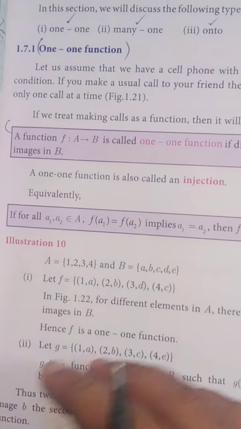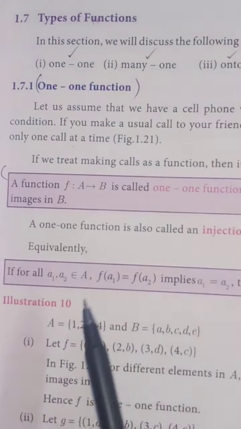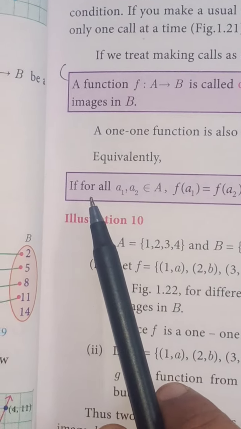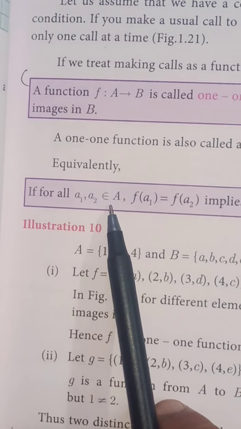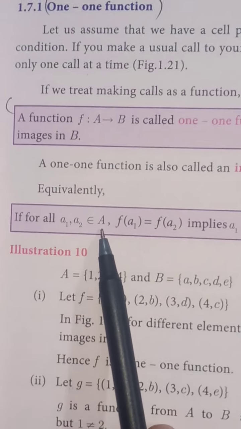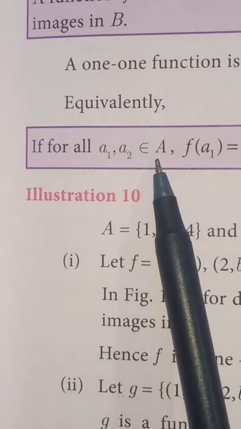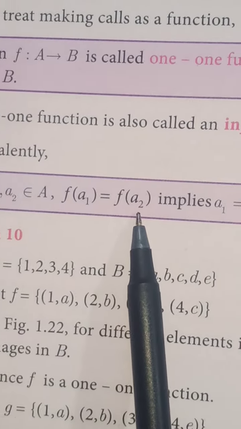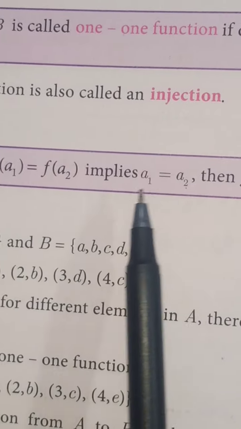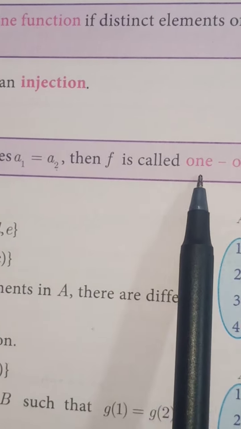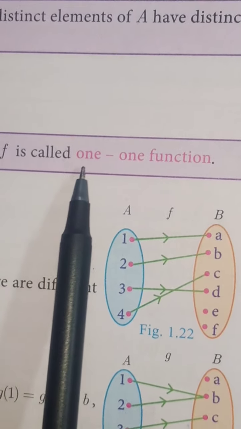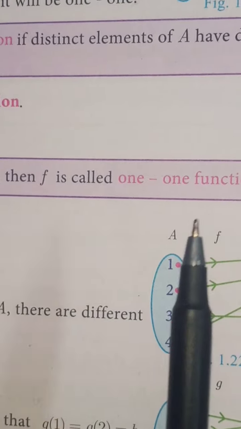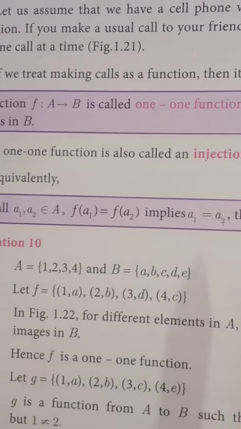Here it is. Under 1 to 1 function, what is given here? For all a1, a2 belongs to the set A, here A is the domain, if you consider f of a1 equals f of a2, if you prove a1 and a2 are equal, then we can say f is called a 1 to 1 function. Okay, this condition to be applied here.